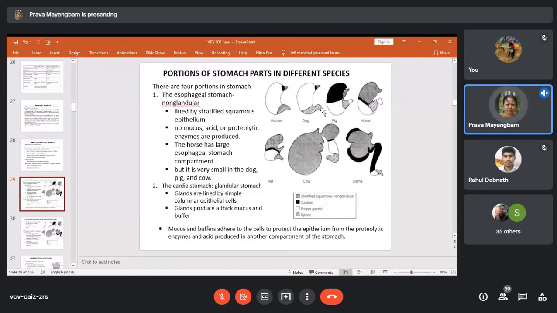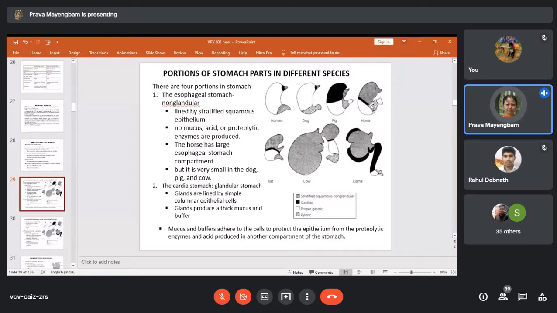Who are they? One is the esophageal part of the stomach, that means the part of the stomach closest to the esophagus. That esophageal portion of the stomach is non-glandular, lined by stratified squamous epithelium. You see here, the stratified squamous epithelium, that is the non-glandular portion, in the horse, is occupying the maximum area. This figure represents the stratified squamous non-glandular portion of the stomach.